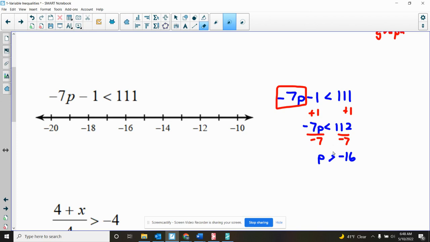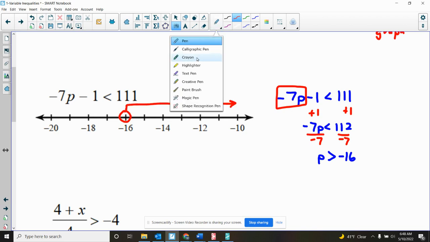I'm going to make that, it looks kind of like an S. Needs to point the other way. So it was a less than. I divided by a negative. It's got to now switch to becoming a greater than. Go to -16. Open circle. And P greater than -16 means I'm going to the right.